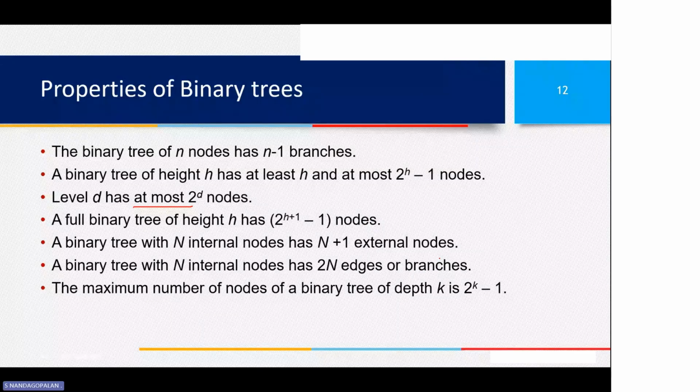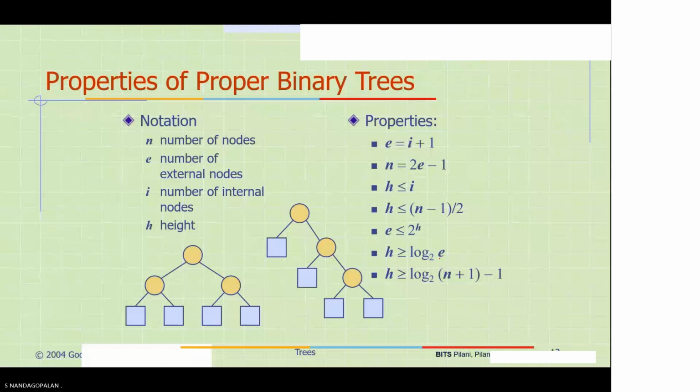So a full binary tree of height h has so many nodes: 2 power h plus 1, minus 1. So you can cross-check this with some sample data. So additional properties are also there with the number of nodes being n, external nodes, all that. And another point to note here is about this.